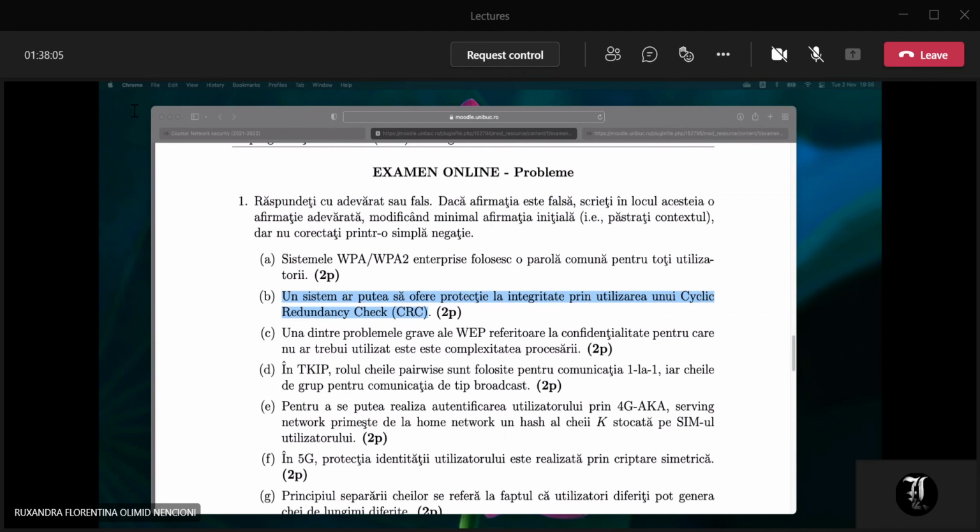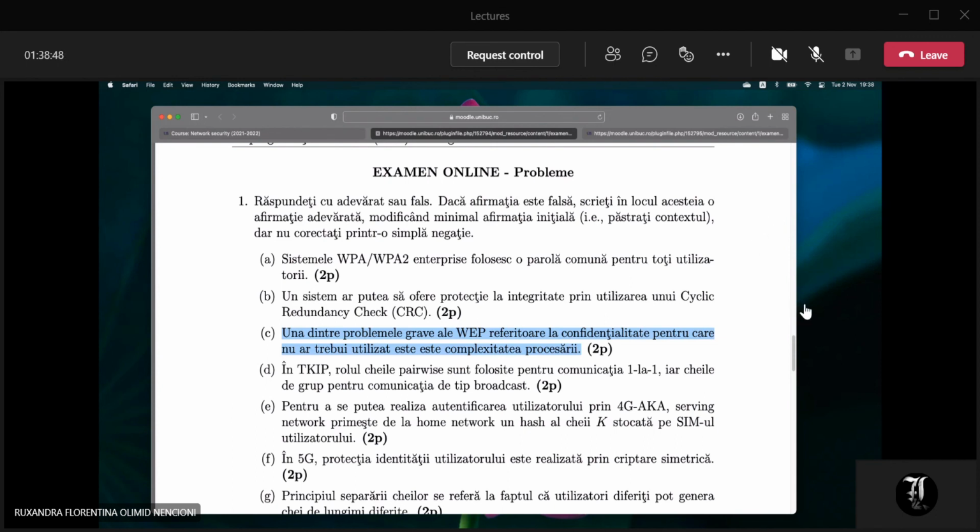Okay, the third one. One of the very important problems of WEP concerning confidentiality, for which it should not be used, is the complexity of the computation. It's false, because it's just using a stream cipher, and that is not complex. It's lower compared to the block cipher used in WEP, for example.